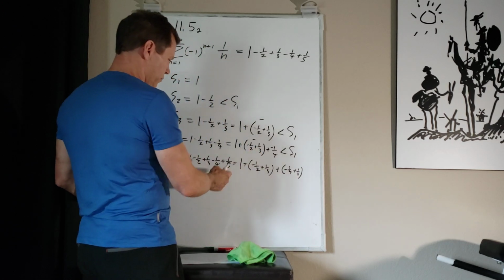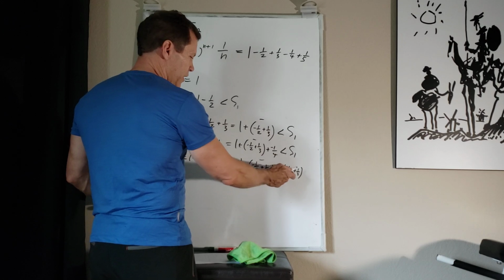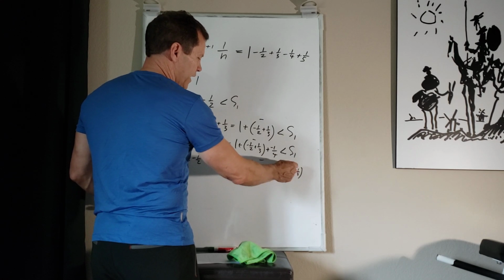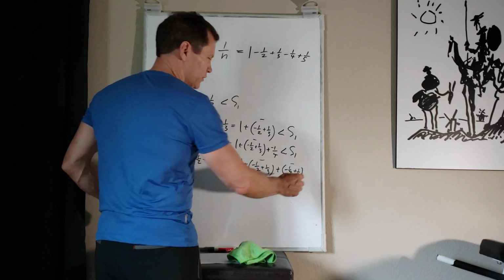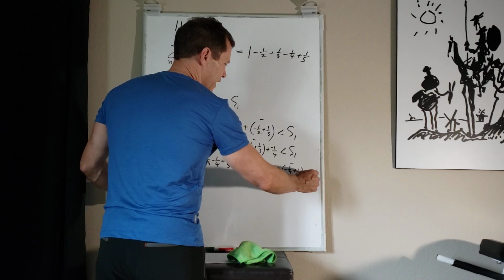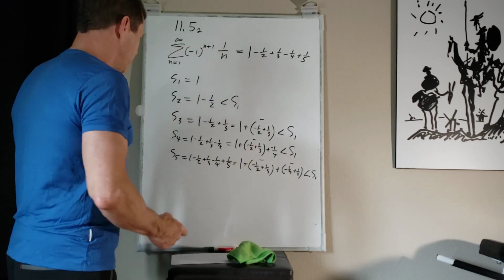What do you know about this number? 1 is a positive, but that's a half minus a third. That's a negative number. That's a quarter minus a fifth. That's a negative number. So I got 1 minus two numbers. That's got to be less than 1. And so that's got to be less than 1, which is S1, since S1 equals 1, so it's got to be less than S1.